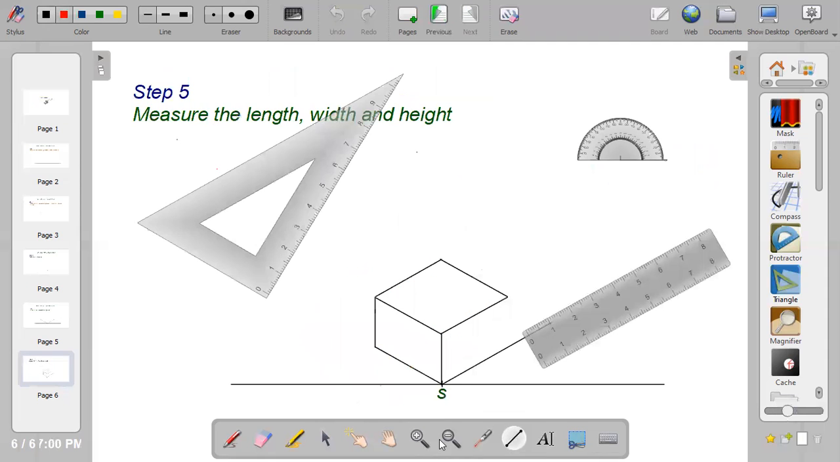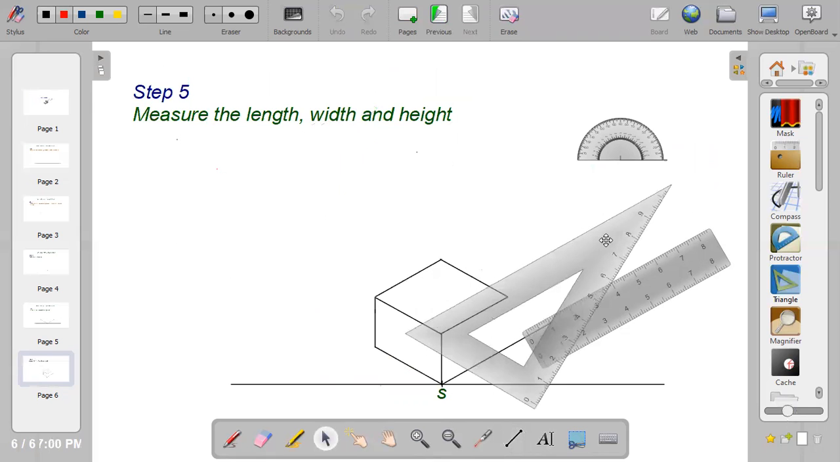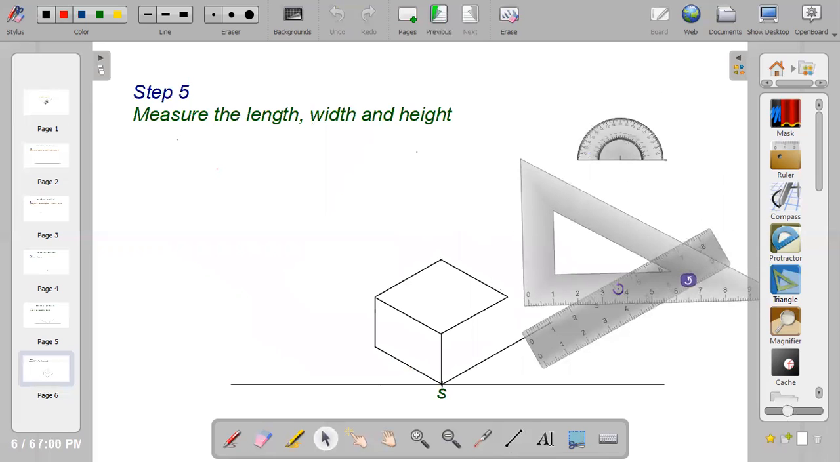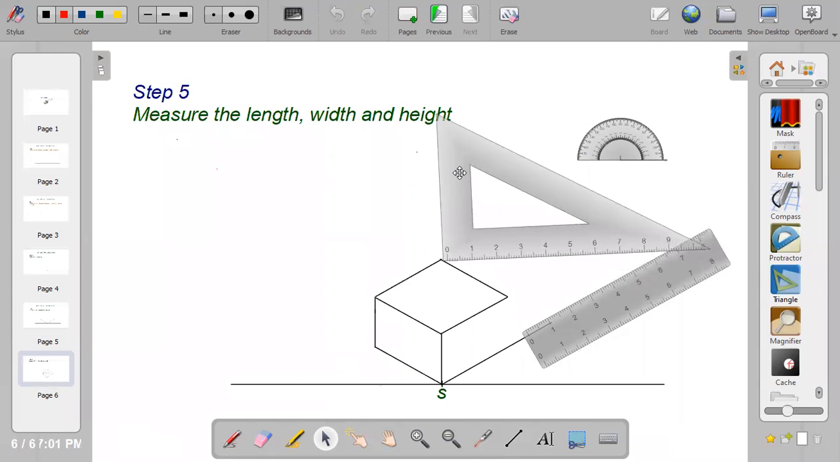How do I draw the vertical line? When you're drawing a vertical line, you make use of your set square. Bring out your set square, position it at this point and bring out your 30 mm length. Draw a straight line.